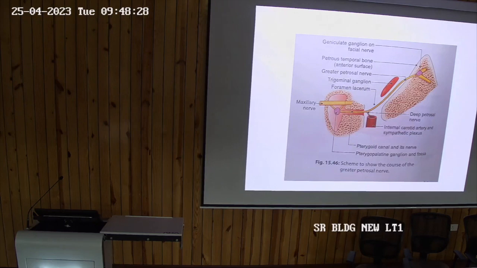Look at the diagram again. This is the internal carotid artery. It is surrounded by the sympathetic fibers. So this is the deep petrosal nerve. And what is this? Greater petrosal nerve. So just below the foramen lacerum, the greater petrosal nerve joins with the deep petrosal nerve. The joining of the two forms the nerve to the pterygoid canal. This nerve to the pterygoid canal runs its course into the pterygoid canal and comes into the pterygopalatine fossa.